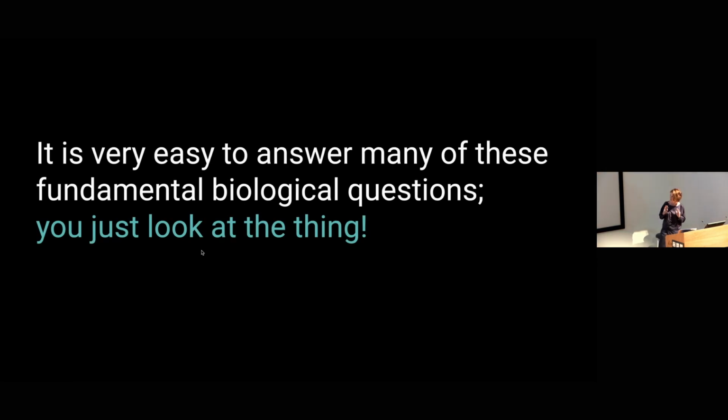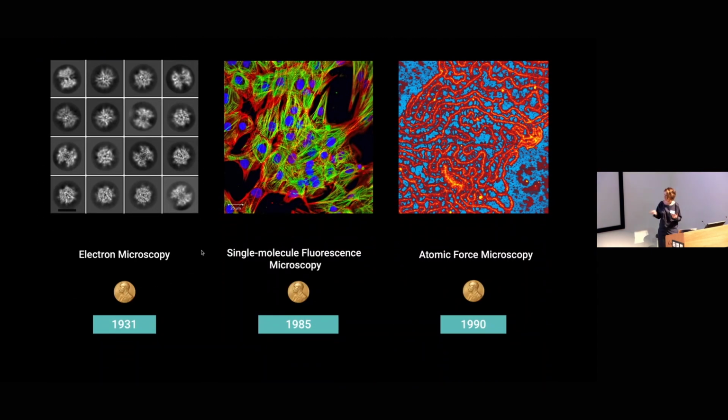So, it is very easy to answer many of these fundamental biological questions. You just look at the thing. That was Richard Feynman's suggestion how to tackle the key biological challenges at the time. And by the thing, he meant a single biomolecule. That might sound a bit arrogant, but that is, of course, taken out of context. He just wanted to push the biologists, to push physicists to develop better microscopy techniques.